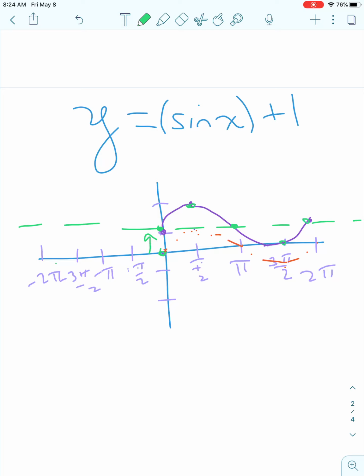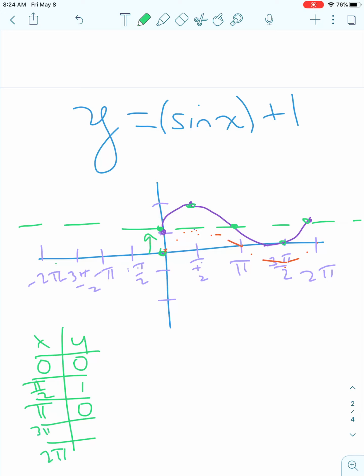So drawing a new axis is helpful, but some of you might like this best. I'm going to consistently ask you for 5 key points. I'm going to sketch this out. These 5 key points are no different than any other time I've asked you for 5 key points. So there are my 5 parent points of sine.